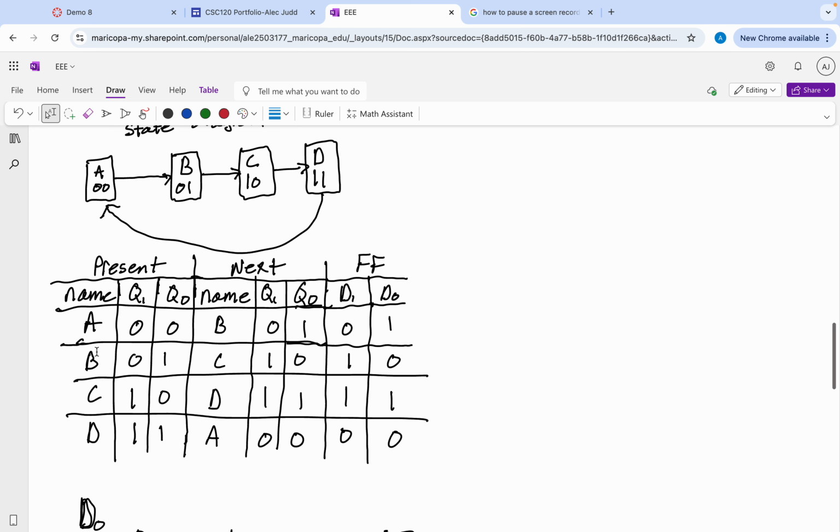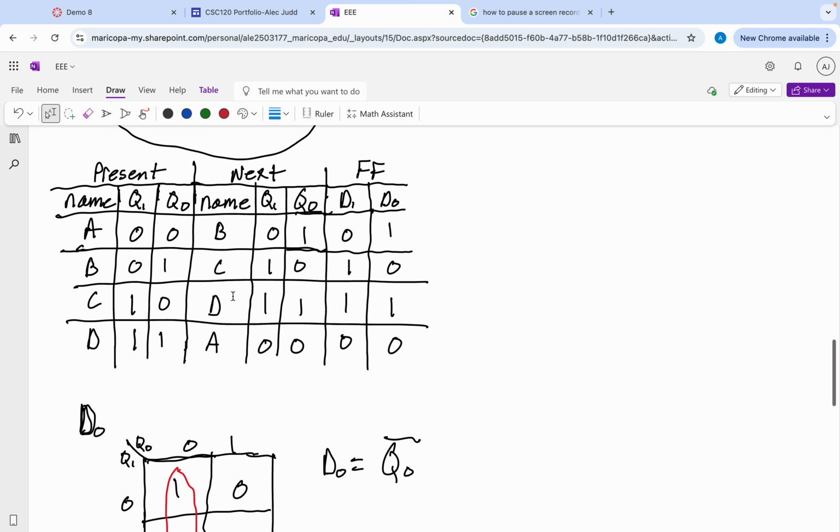So A can only go to B. So here we see A going to B. So then we're in present B now. B can only go to C. So we have C here. And then we're in C present. C can only go to D right here. So then we're in D present. And D can only go to A. And we're in A present. And then Q1, Q0, they're all right here. Q1, Q0. And then the D1, D0 follows this one. So there we go. That's our next state table.